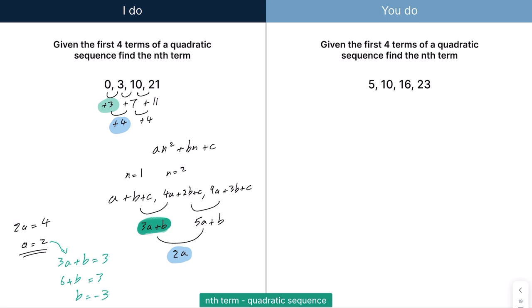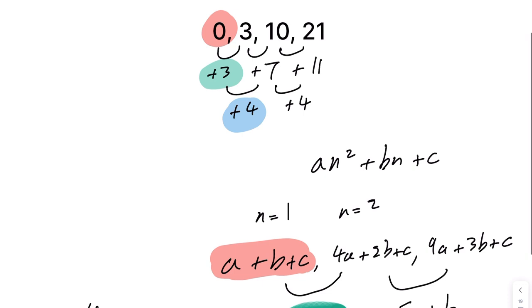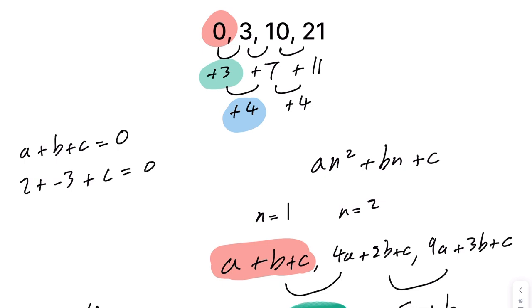And then finally, we can solve for c using this and this. So if I just zoom in a little bit, we have a plus b plus c is equal to 0. We know that a is 2. We've just solved b, which was minus 3. And then we have c is equal to 0. So we know that minus 1 plus c is equal to 0. So c must equal 1.